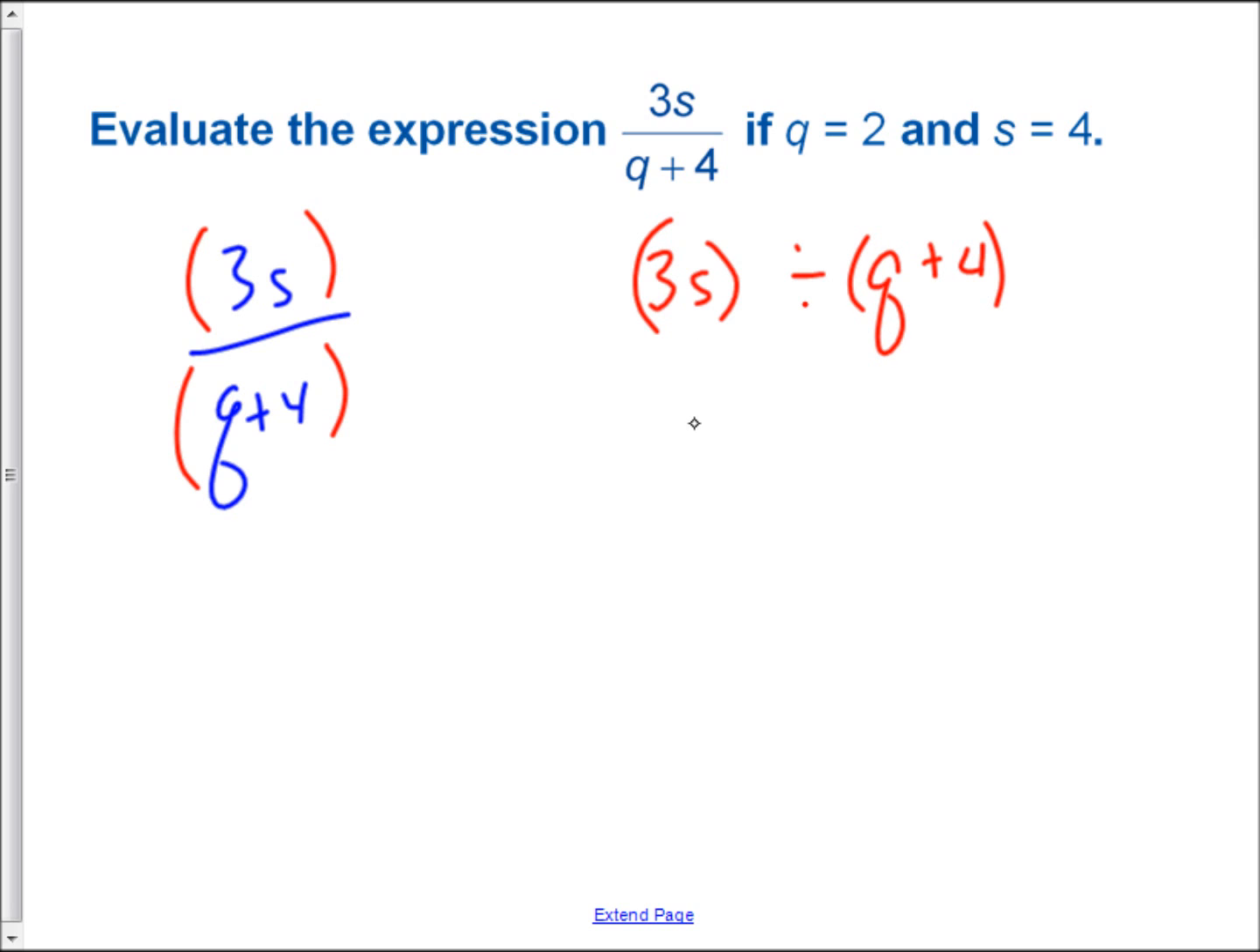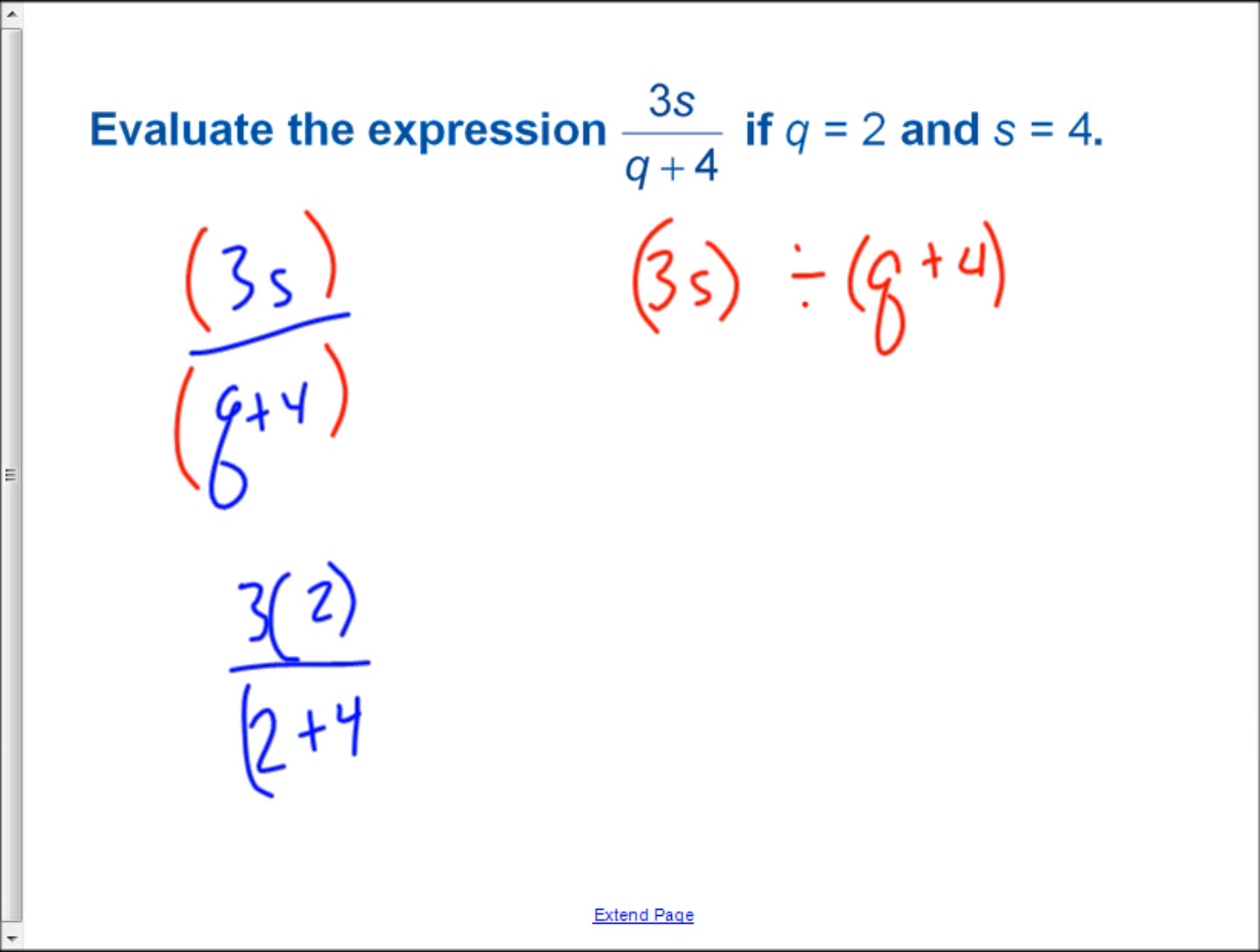You wouldn't necessarily need the parentheses out in front here because you have multiplication before division, but you definitely need the parentheses over here because we have addition. If we just wrote it 3s divided by q plus 4, you would do the division before the addition, and that's not how we need to do this problem. So we need to think of it as invisible parentheses whenever you have division written on top and bottom. All right, so let's go ahead and substitute. So we have 3 times s is 2 divided by q is 2 plus 4.